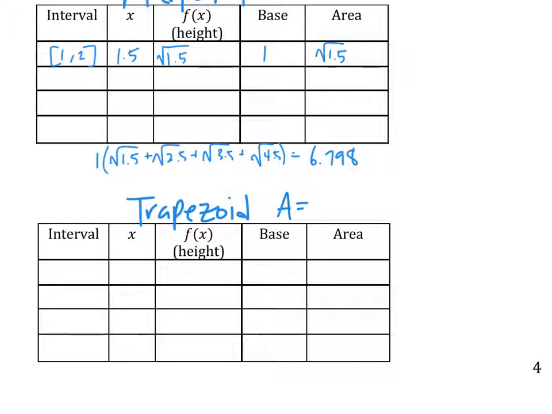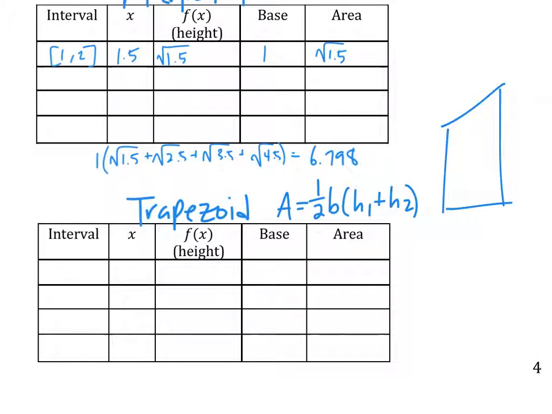Our trapezoid is this way. So it's going to be 1/2 times the base times height 1 plus height 2. Jonathan, your formula is more for a trapezoid like this. Yeah, but it's the same thing. Basically, we're going to take height 1 and height 2 and add them together. So for this one, this is not going to help us at all because we have 2 heights.